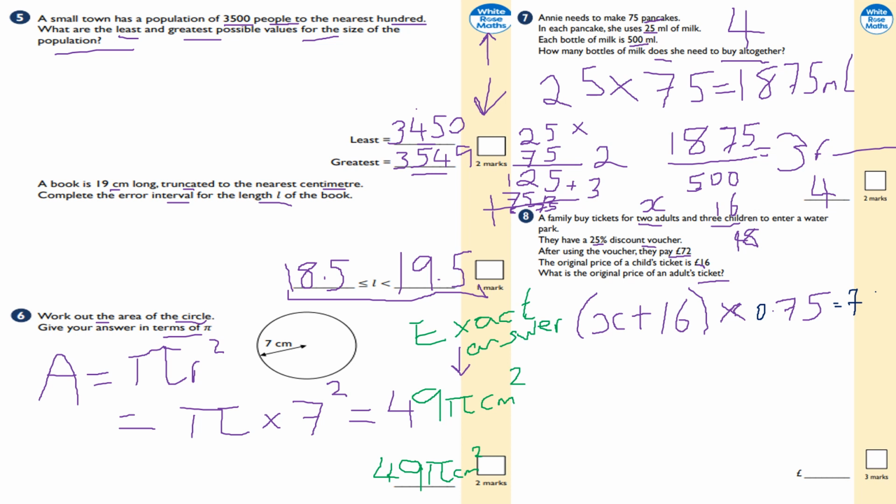So I've formed my equation here and I have to rearrange it. First of all, I'm going to divide everything by 0.75, and then I'm going to subtract 48, and that will tell me the price of one adult ticket.